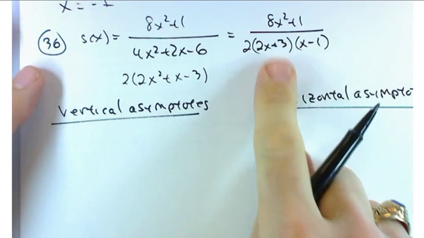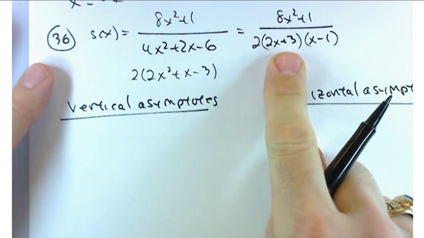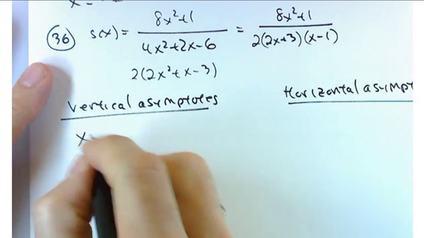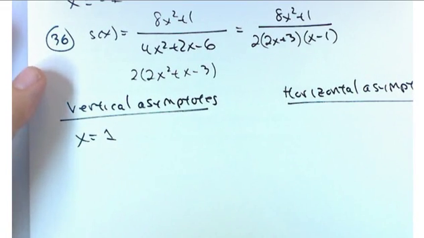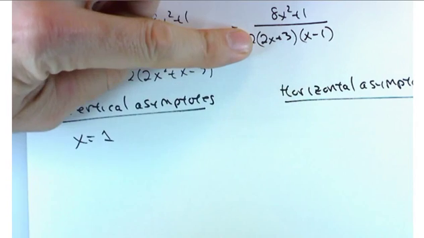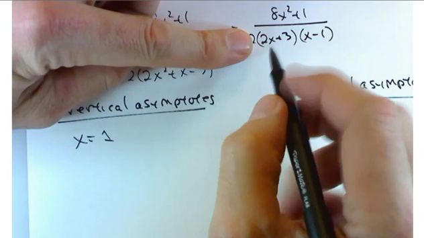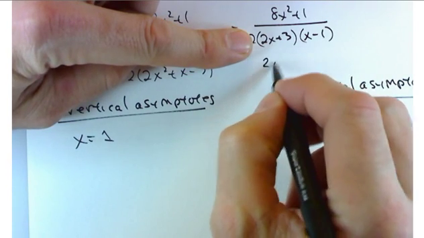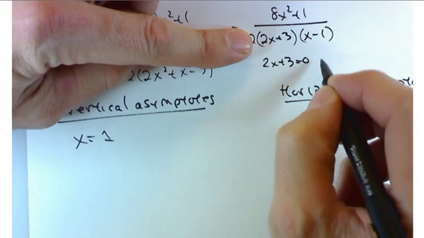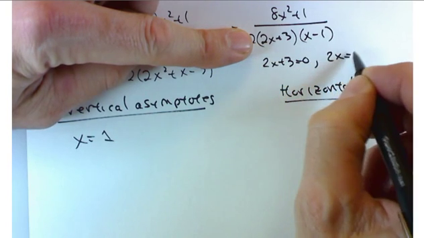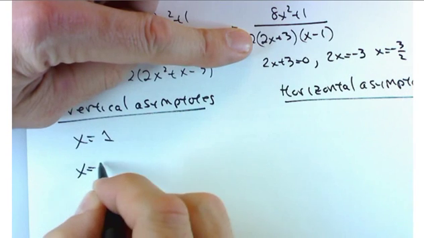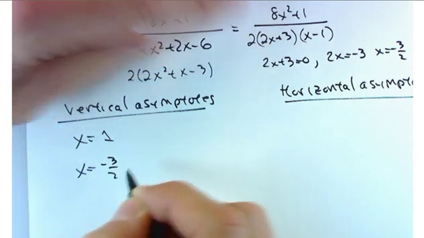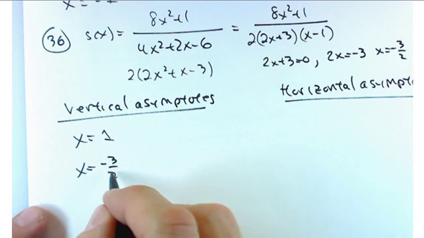So in the denominator, depends how good you are. You can read some of these off. Certainly, I hope you can read off x equal 1 is going to be a vertical asymptote. Now, the 2 doesn't really matter here. What matters is where 2x plus 3 equals 0, which is going to be 2x equal negative 3 or x equal negative 3 halves. So x equal negative 3 halves is where you're going to have your other vertical asymptote.